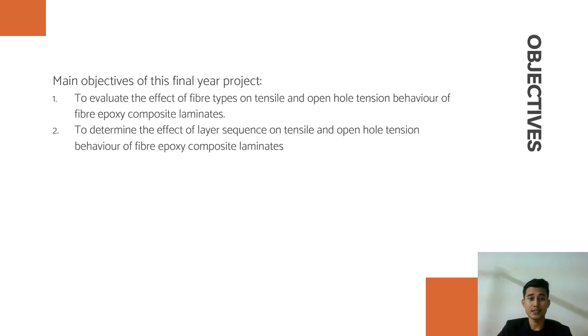For the second objective of this project, we wish to determine the effect of layer sequence on tensile and open hole tension behavior of fiber epoxy composite laminates. The fiber ply orientation, or layer sequence, which will be implemented in this final project is 0 degree, 90 degree, plus minus 45 degrees.